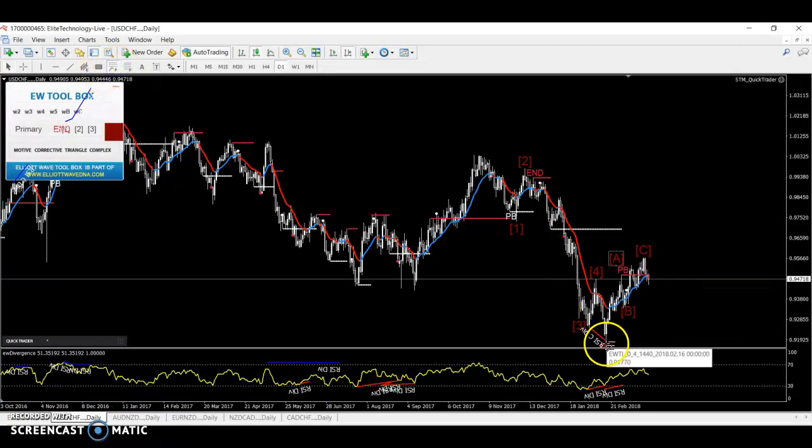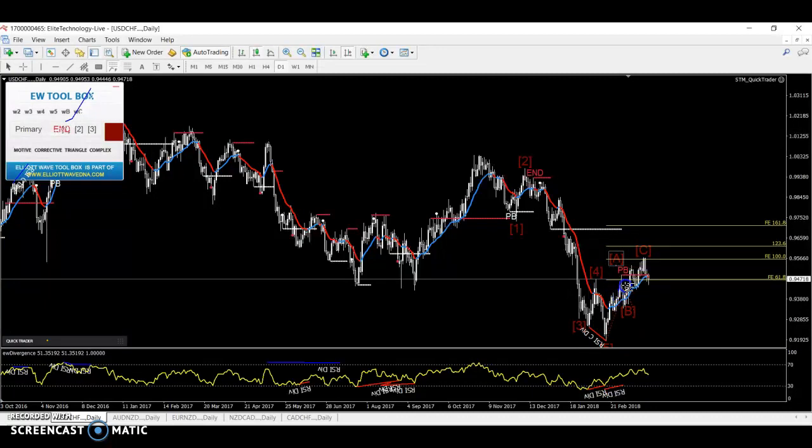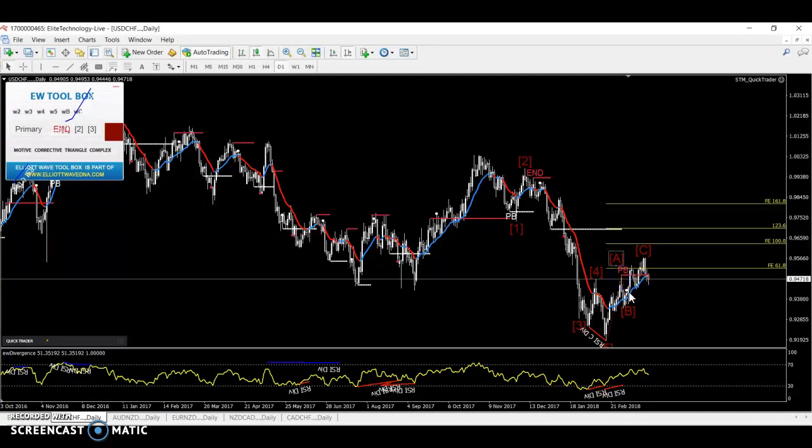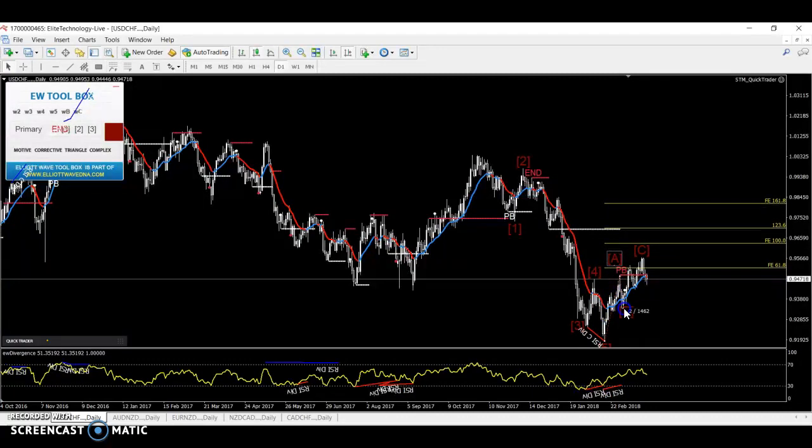Using Fibonacci expansion of wave A, let me just adjust this here. Let's see here. You can see that wave C comes up a little bit short of the 100 level that we were looking for.